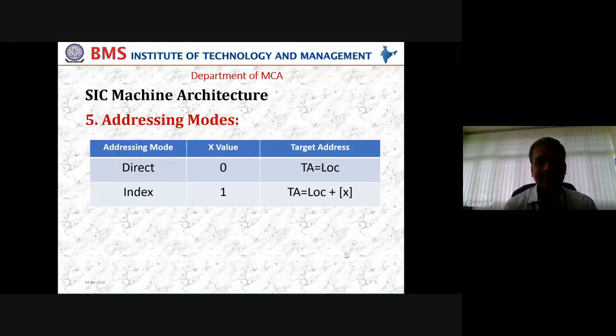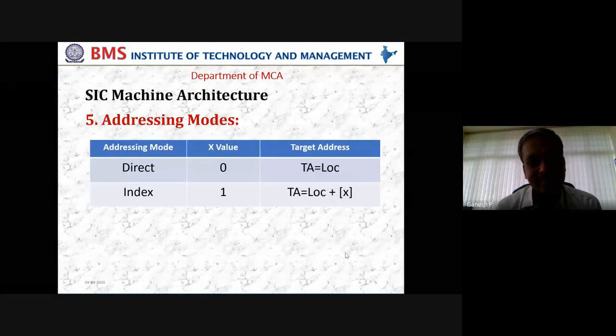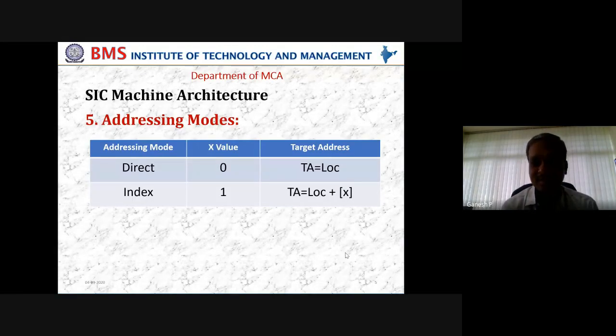Let me quickly check with you. Do you remember the target address or effective address that you might have discussed under computer organization? If you know, can a couple of you let me know what you understand by that? May I have some inputs from you? What do you mean by either target address or effective address? These names you might have used in computer organization in semester 1.